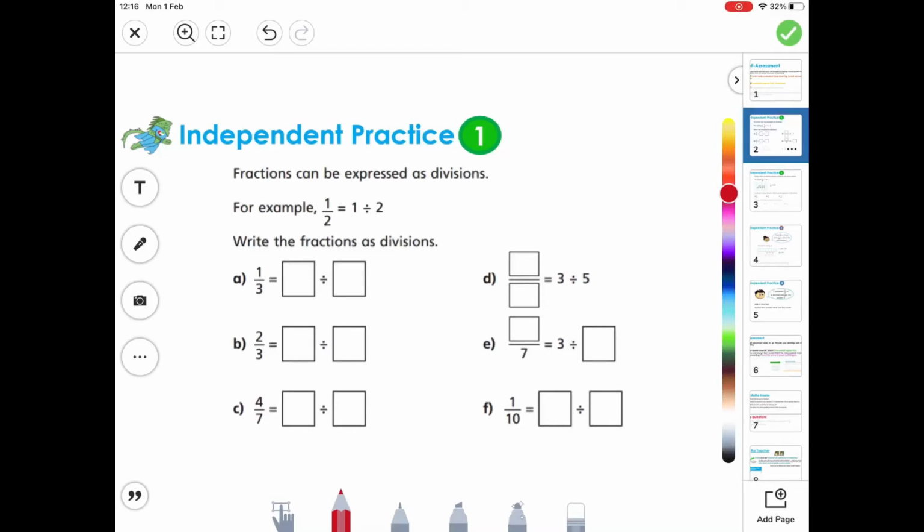Year 6 fractions can be expressed as decimals. For example, 1 over 2 is 1 divided by 2. Write the fractions as decimals. 1/3 is 1 divided by 3. 2/3 is 2 divided by 3. 4/7 is 4 divided by 7.